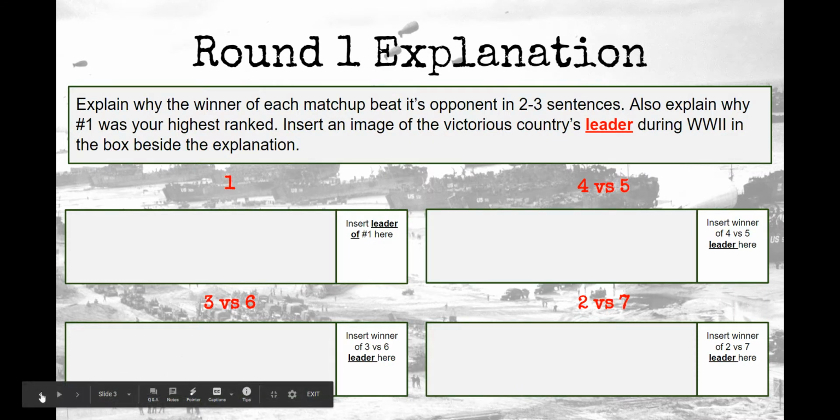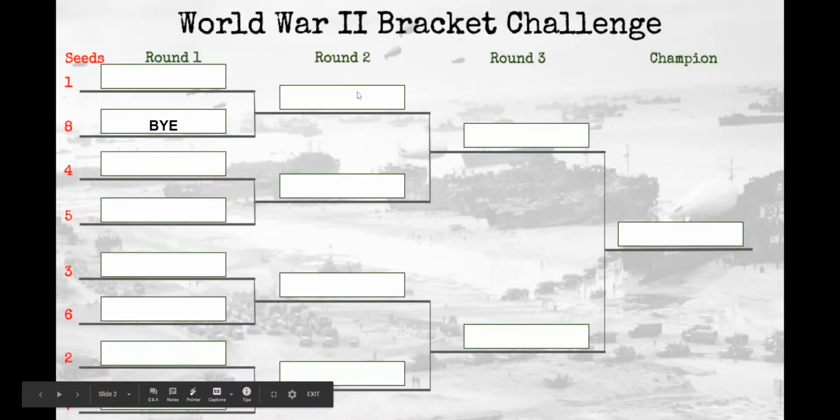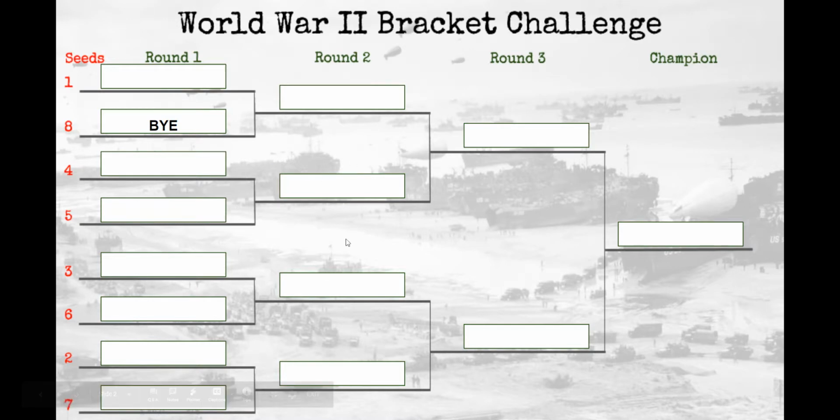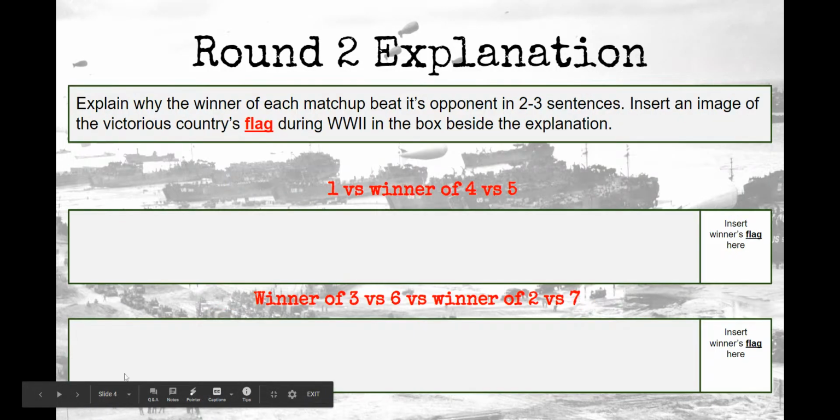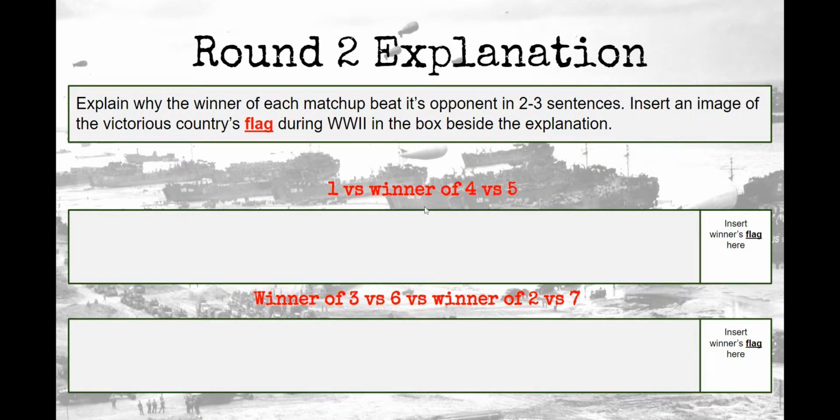After you finish up round 1, you're going to move on to round 2. So you'll have your 1 seed versus the winner of this, and then the winner of 3 and 6 against the winner of 2 and 7, and that will decide the winners here. Once you finish up round 2, you need to go over to the round 2 slide, and you can do the same thing, but you're going to insert the country's flag.